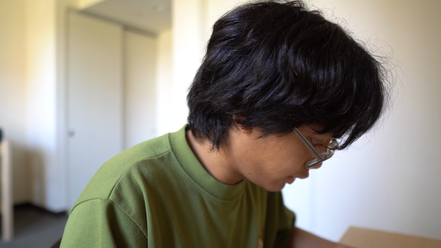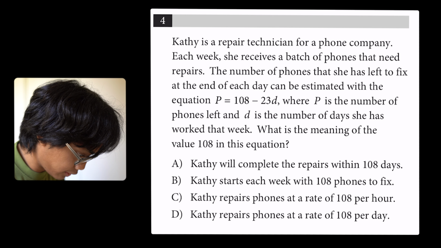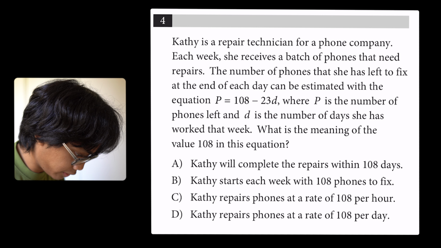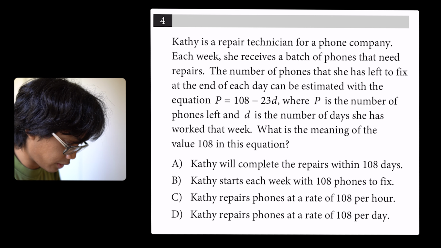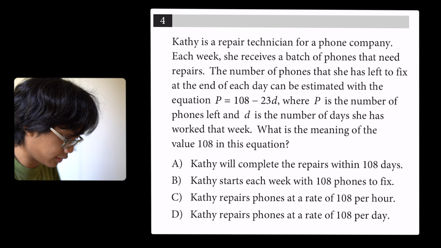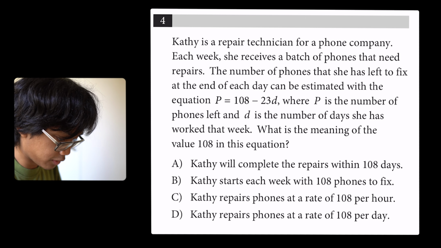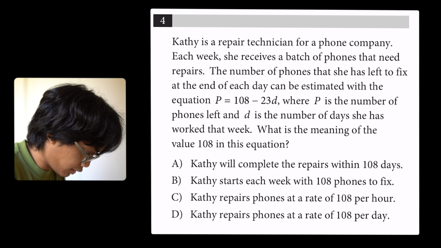Pretty straightforward there. The number of phones left to fix: P equals 108 minus 23D, where P is the number of phones left and D is the number of days she has worked that week. So that means 108 is the number of phones that they're starting out with, which is answer choice B.